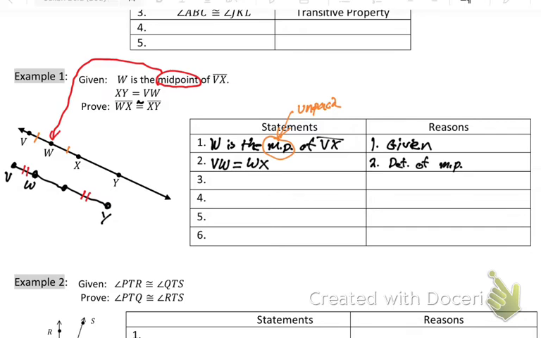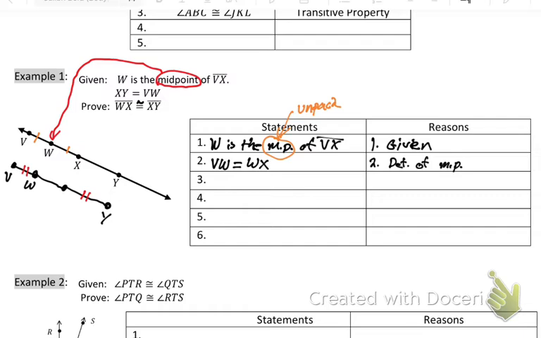Hey, I like to pause here and make sure the proof makes sense. I need to somehow go from the stuff that's written here to get WX equals XY. Did I make the mark wrong? XY. Oh, no, we're good. That is VW. Okay. So we have to get from WX is congruent to XY. So let's go through this. Does that make sense?